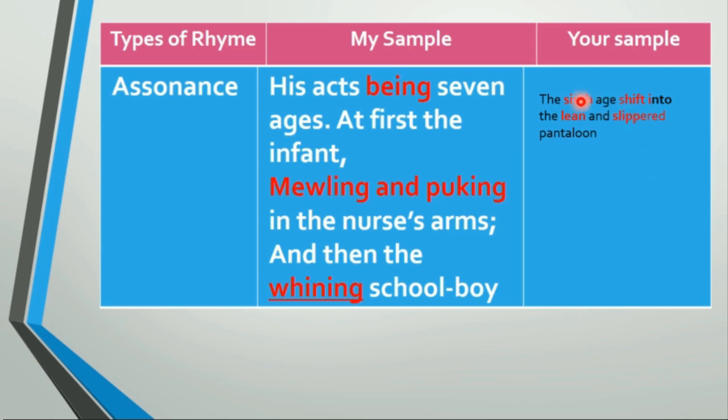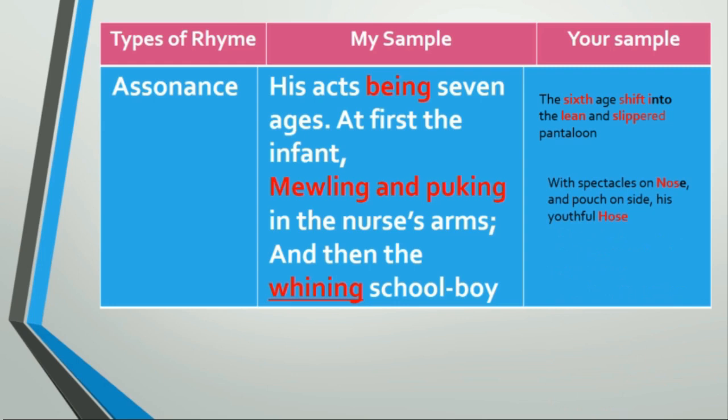But you could also use the S sound there, the sh sound there, and the sl sound there. But they don't have the same sound because that's S, the other one is sh, and the other one is sl. So we could not consider that as alliteration, but more of an assonance because of the E sound from sixth, shift, into lean and slippered.